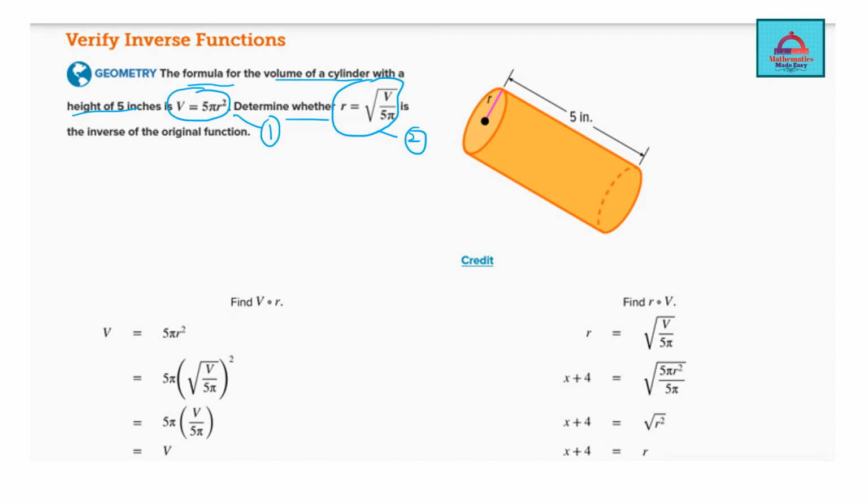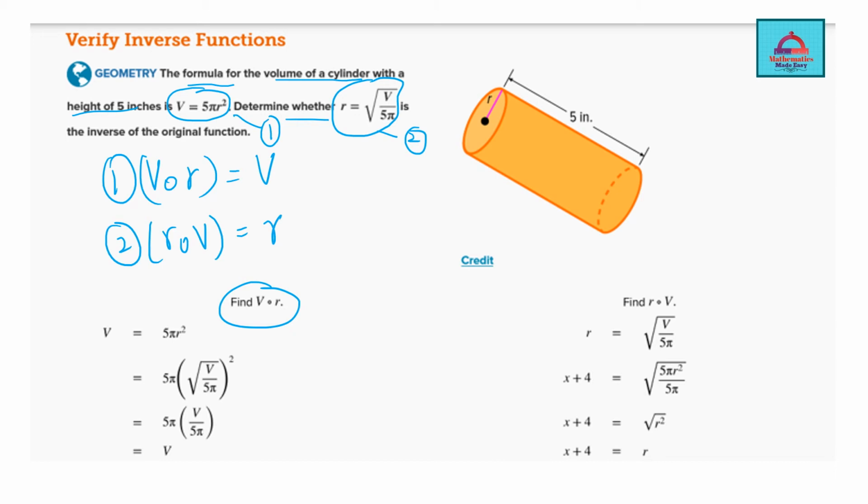So that means you have to check V∘R and R∘V, what it is coming. If V∘R comes out to be V, and R∘V comes out to be R, we are done. So these are the two conditions you will check, because the identity for V∘R will be V and the identity for R∘V will be this. First let's find V∘R. So V∘R means in function V you put the value of R. Wherever there is r you put this from the second equation. Take the square, cancel 5π with 5π, and you get V. So this condition is true.